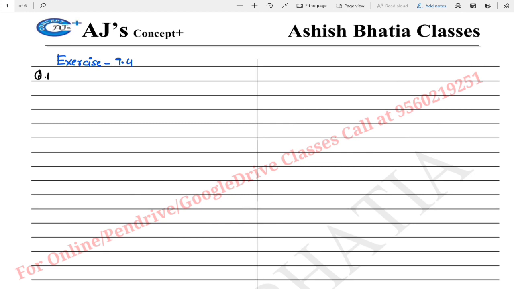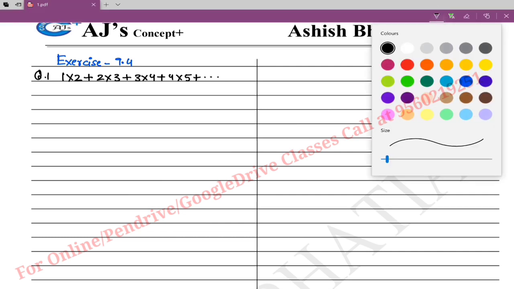The series in the first question is 1 into 2 plus 2 into 3 plus 3 into 4 plus 4 into 5 and so on up to n terms. Now we have to find the solution, that means the sum of these series.